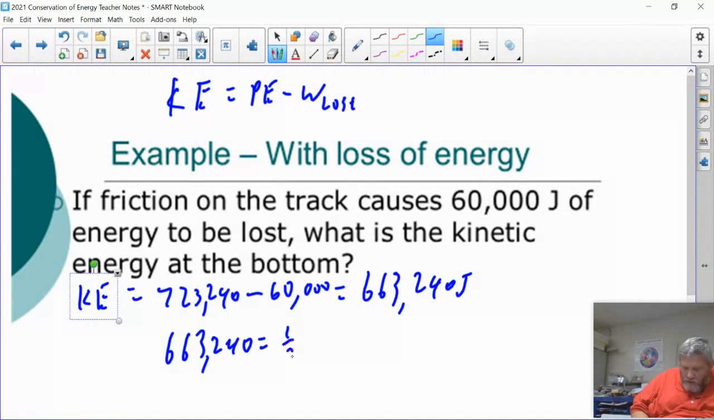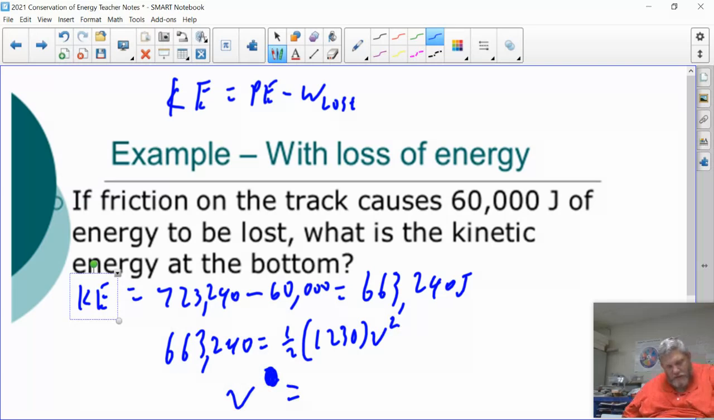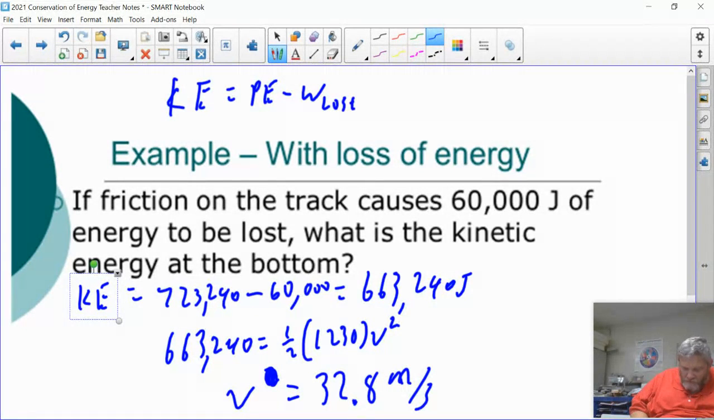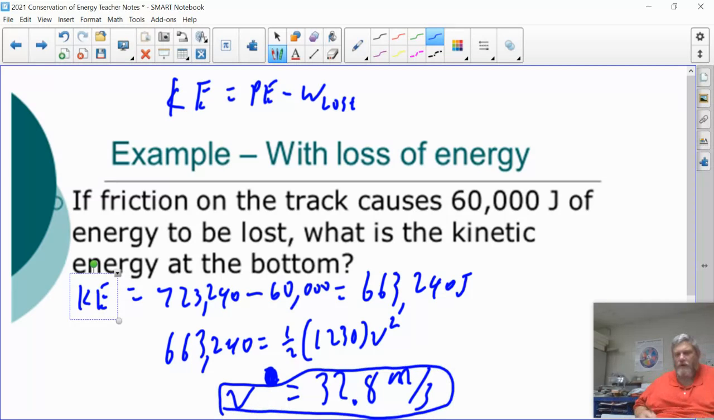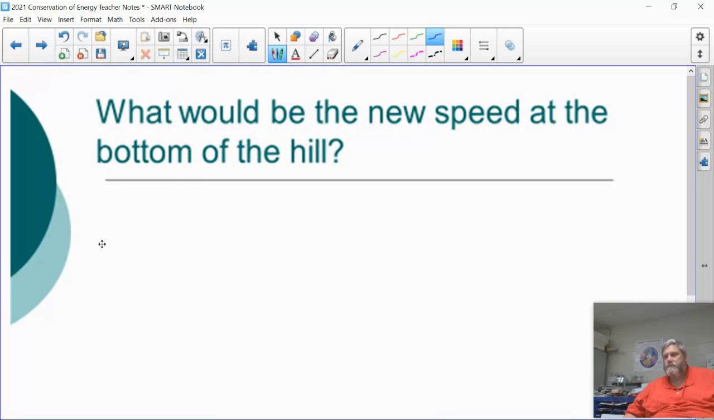So 663,240 equals 1/2 the mass times velocity squared, and I'll go through the same thing, and I'll let you all do the math on your own. 230, take the square root. It's going to be 32.8 meters per second. Right, so if we lost 60,000 joules of energy, going a little bit slower. And that would be the new speed at the bottom of the hill.